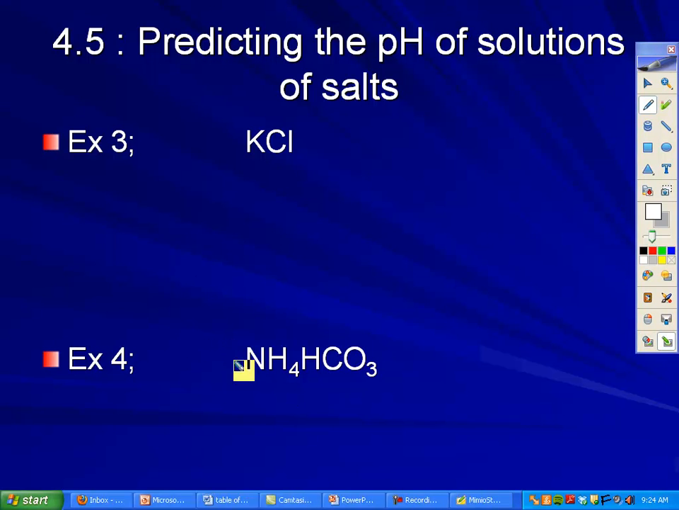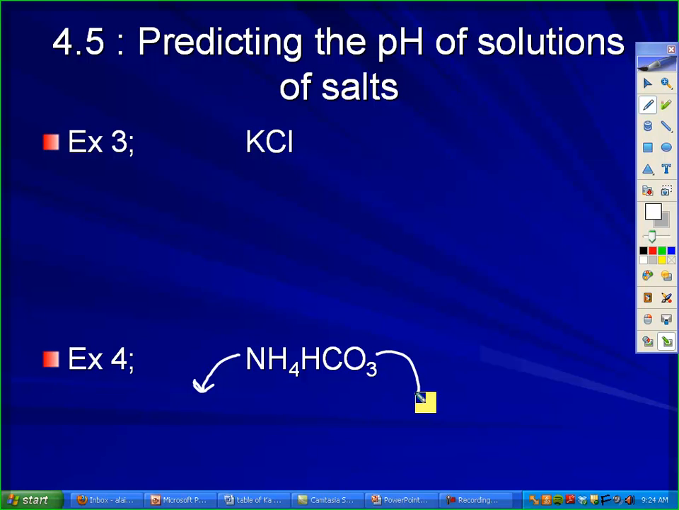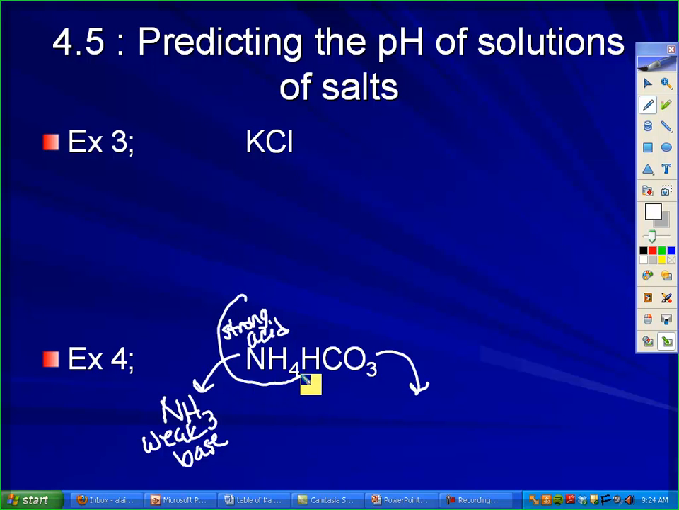Example 4 here. Here is our salt. This is ammonium bicarbonate. NH4 comes from the base NH3. NH3 made NH4. So it might actually make more sense to draw these arrows going the other way, I guess, because this is a parent and this is what it formed, but whatever floats your boat there. So NH3 is a weak base, which means that NH4 is a strong acid. So we are going to need to worry about that guy.